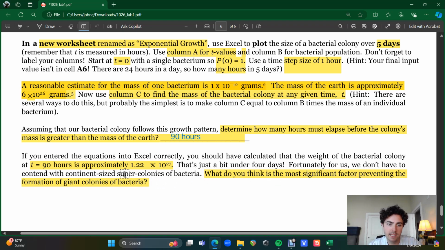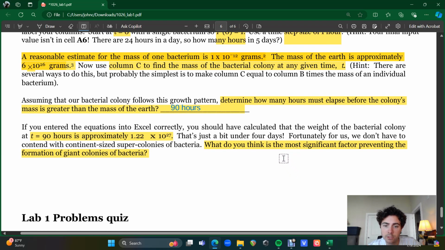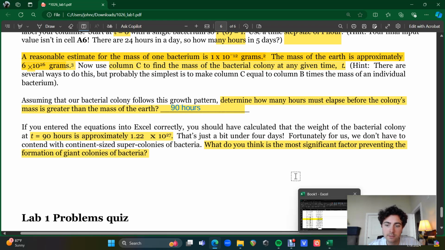Fortunately, we don't have to contend with continent-sized super colonies of bacteria. What do you think is the most significant factor preventing the formation of giant colonies of bacteria? This is, again, where you can just be creative, just come up with something. Maybe Lysol, maybe hand sanitizer. We don't have bacteria because we can clean stuff now. We have medicine, whatever. Lysol's a pretty good answer.